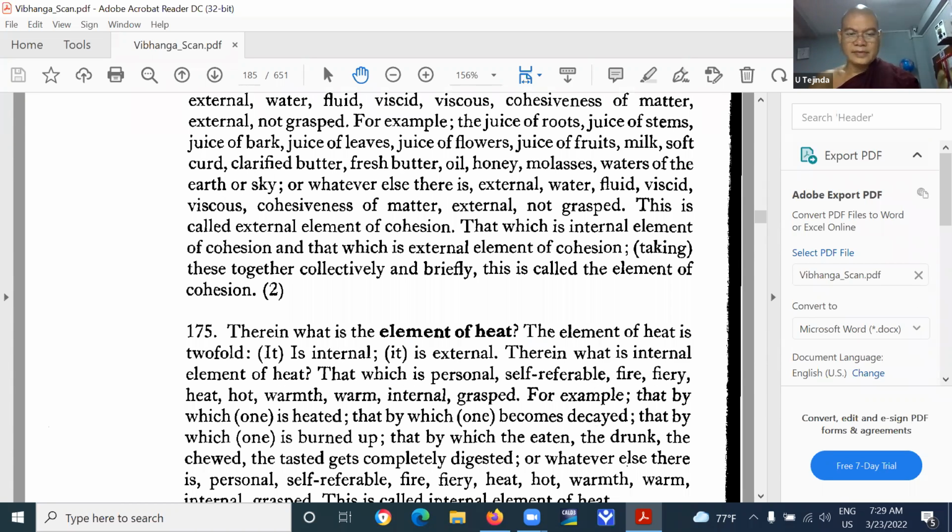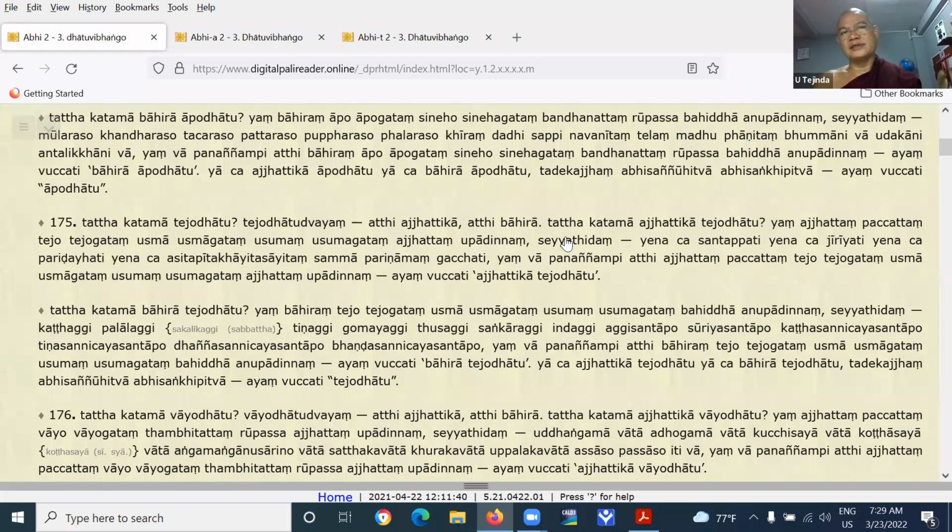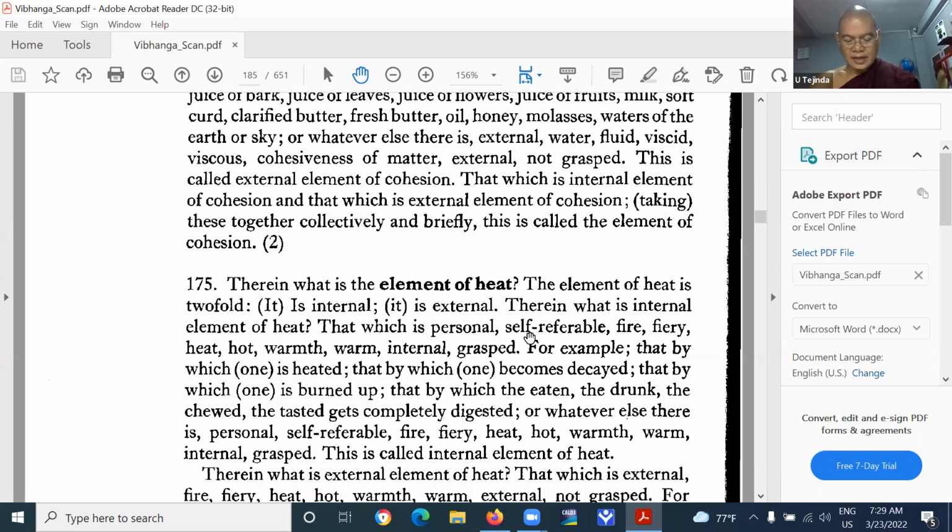Then Tatakrama Tejo Dhatu. What is Tejo Dhatu? Tejo Dhatu is twofold, internal and external. Tatakrama Ajadika Tejo Dhatu. Ya Ajatan, Ajadika Tejo Dhatu here, the heat. Ajada Tejo, personal, self-referable fire. Tejogada, fiery.